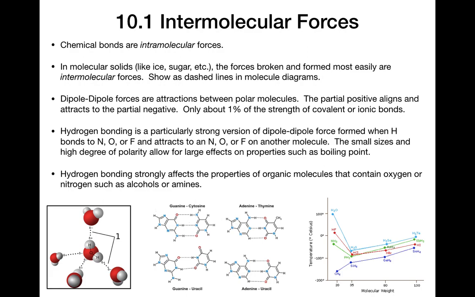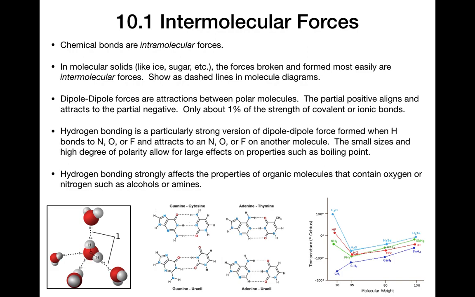In molecular solids, the forces between the molecules can be broken and formed more easily than breaking and forming the intramolecular forces like chemical bonds. So these easily broken and formed ones are the intermolecular forces. Typically in a diagram like the ones down below on the left and the middle, you would show intermolecular forces as dashed lines, not as straight lines like we do in Lewis structures for covalent bonds.